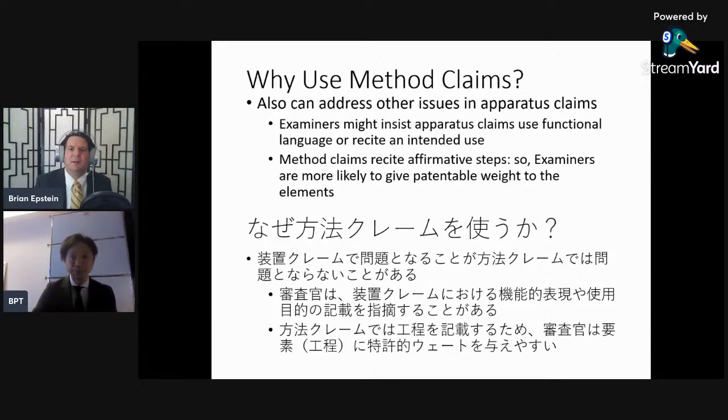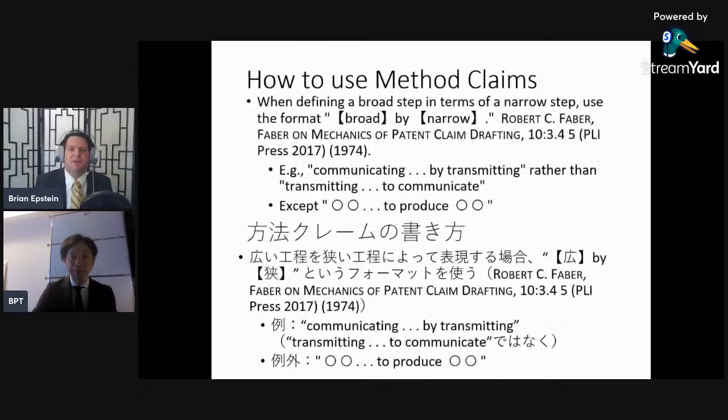Thank you. All right, so how do we actually use these method claims? So when we define a broad step in terms of a narrow step, we use the format of the broad portion by the narrow portion. And here, this is eloquently produced by Robert C. Faber in Faber on Mechanics of Patent Claim Drafting.